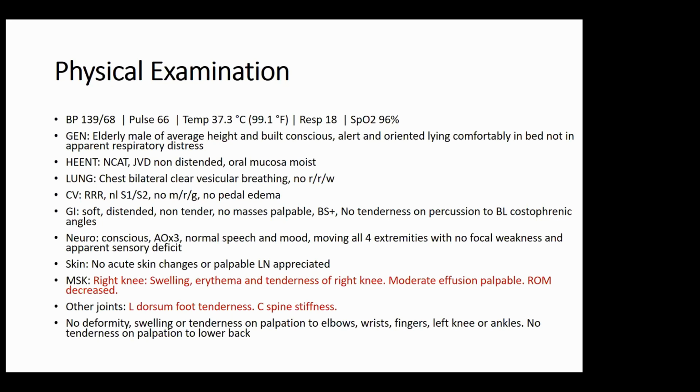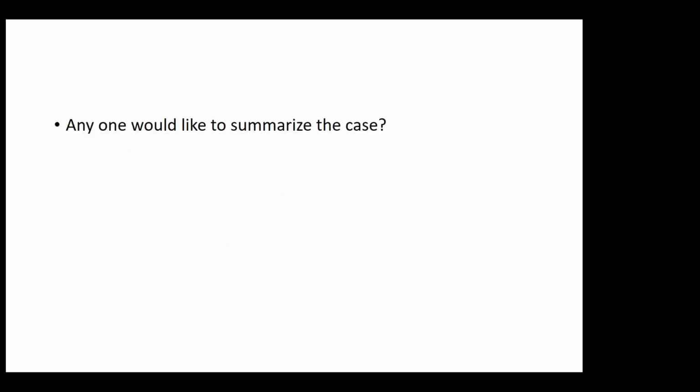This patient also has some pretty vague C-spine stiffness. There's no deformity, swelling, or tenderness on palpation of other joints, not the elbow, wrist, fingers, left knee, or ankles. The patient also doesn't really have tenderness of the lower back on physical examination. Okay, would anyone volunteer to summarize what we found from the history and the physical examination?